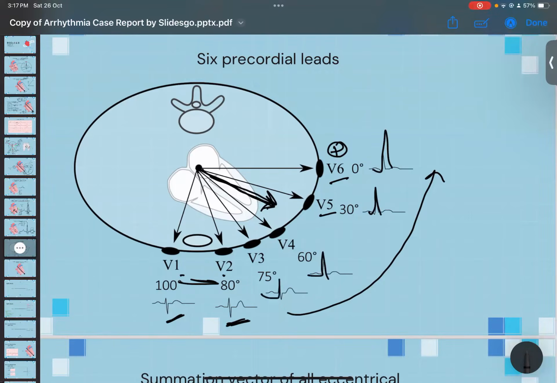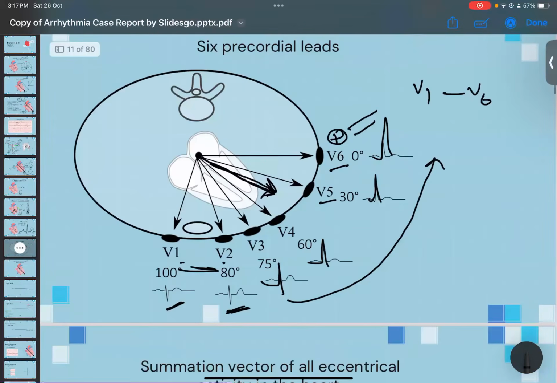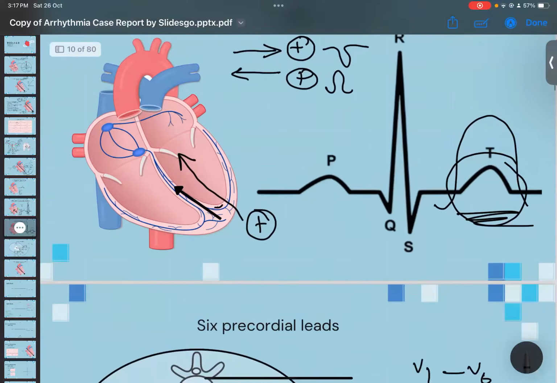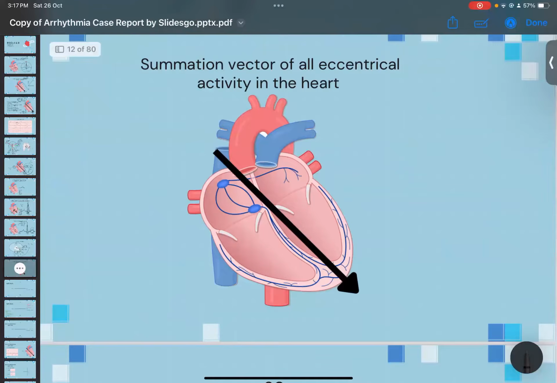Okay, and the reason why the positive deflection continues to rise is because these positive electrodes are facing a lot more towards our summation vector. If that makes sense. So from V1 to V6, you're going to see a rise in the positive deflection. And that basically sums up how the PQRS and T waves are visualized on ECG. Now, just to once again show what exactly the summation vector is: the summation vector of all the electrical activity in the heart is this way.